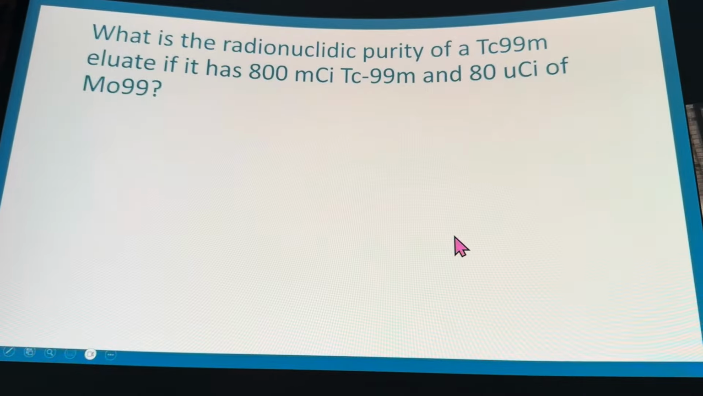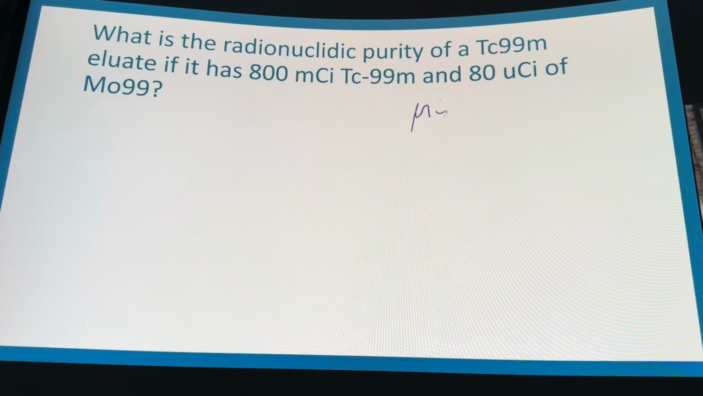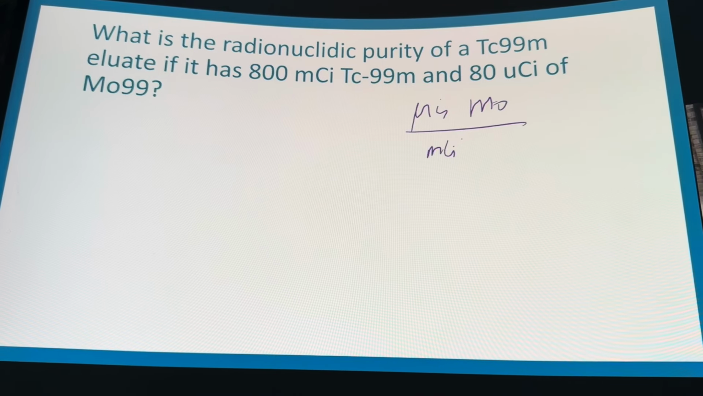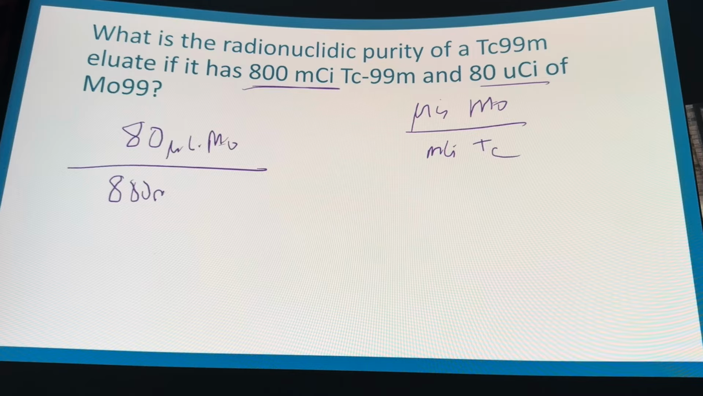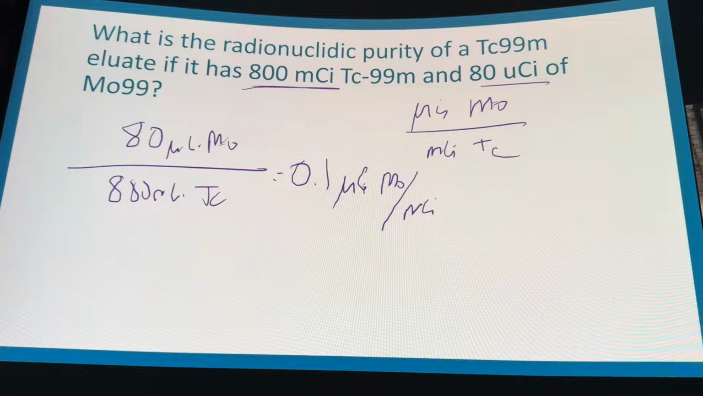All right, moving on. Radionuclide purity. Radionuclide purity is microcuries of moly per millicurie of tech. We don't change the units. So if we have 800 millicuries of tech and 80 microcuries of moly, 80 microcuries of moly over 800 millicuries of tech, my ratio, 80 divided by 800, is 0.1. My unit is microcuries of moly per millicurie of tech.